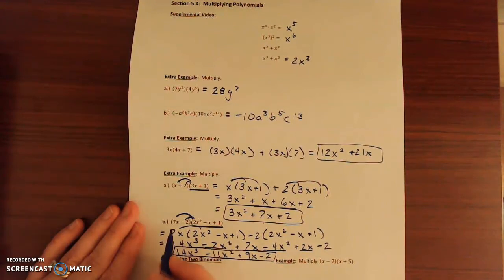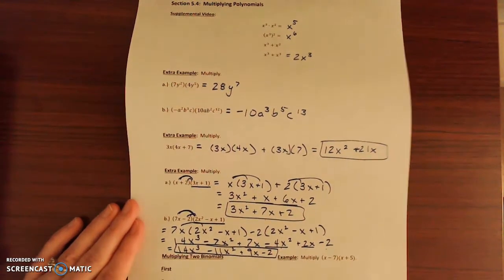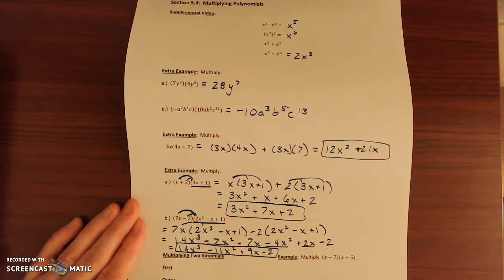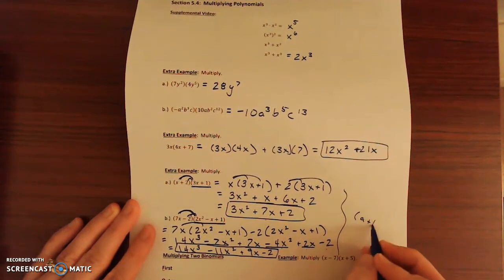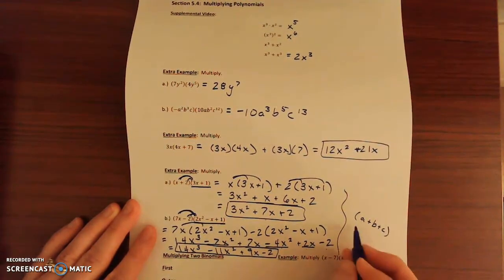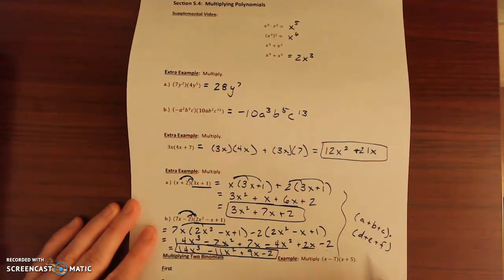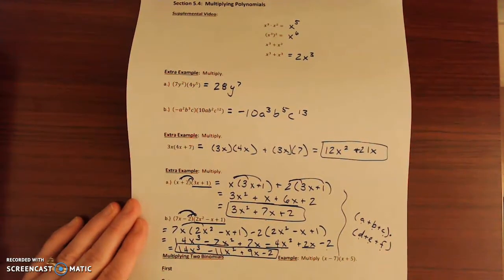Okay, so notice when we multiplied a binomial times a trinomial, we end up with 6 terms before simplifying. That pattern will hold if I were to multiply 3 terms times another 3 terms. I would end up with 9 terms. Each of these 3 would get distributed to each of these 3, so we'd end up with 9 terms before simplifying. Okay, so that's the general strategy.